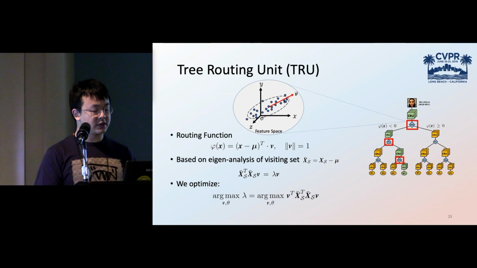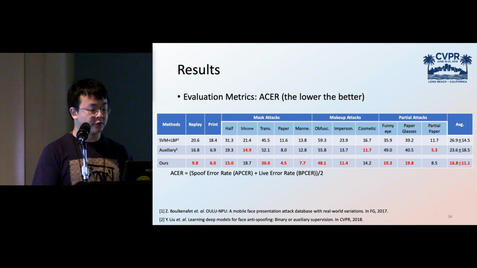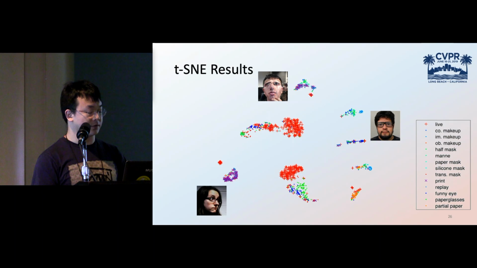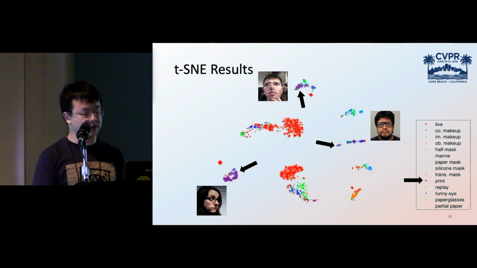In the experiment section, we evaluate our proposed method on the leave-one-out testing protocols and compare with the state of the art. Our deep tree network has a significant improvement on both average classification error rate and equal error rate. To visualize the embedding, we use the protocols where the print attack is unknown. As we can see from the testing result, our print attack can be represented by the attribute from replay attack, paper mask, and funny eyeglasses.